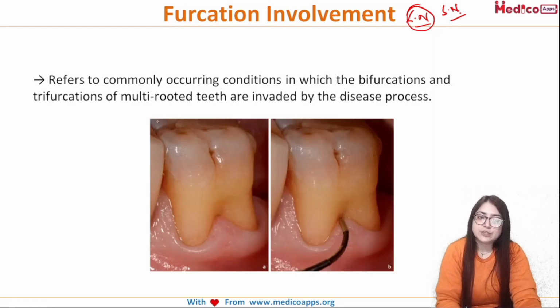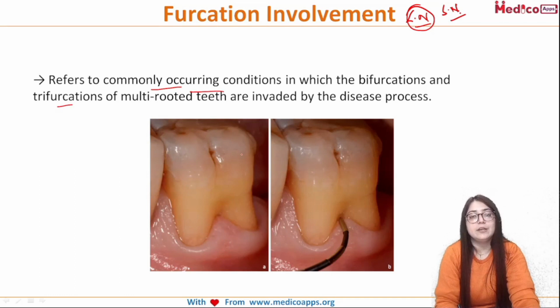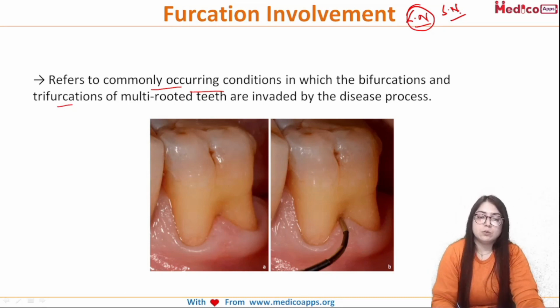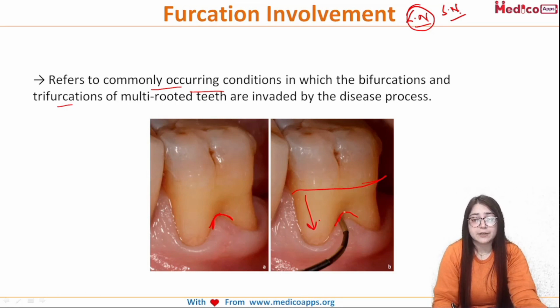So basically, furcation refers to a condition in which the bifurcation and trifurcation of multi-rooted teeth are invaded by the disease process. Now, what do you mean by furcation? Furcation is a point from where the root is dividing or splitting into two. So this is the furcation area. Ideally, it has to be covered with gingiva till here. But what is happening here? Gingiva is receding down, because of which the furcation area is clinically seen.